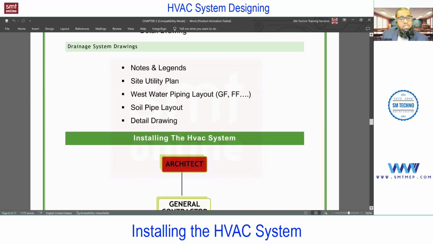Next, we'll talk about installing the HVAC system. We discussed the design process; now we have the installation process. Installation means who is taking on the installation of HVAC or other services. It can be equipment, it can be a chiller, it can be pipe. So the contractor, the contracting company, will take care of this.